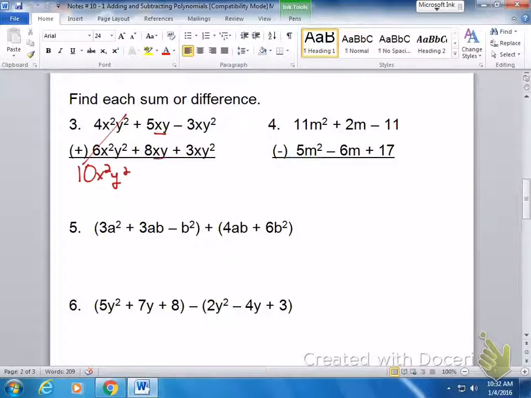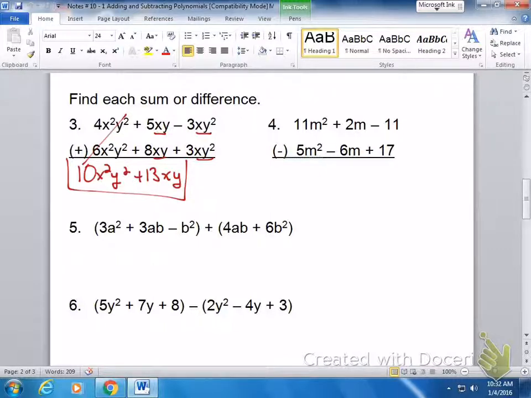The next two both have xy. Well, 5 plus 8 is 13, so 13xy. I have xy squared, negative 3 plus 3 is 0. So there's my answer. So don't let those weird symbols bother you. Just match it up with the same symbol.